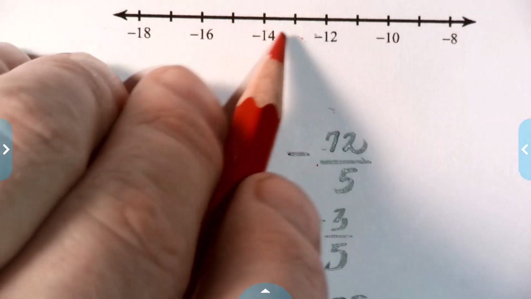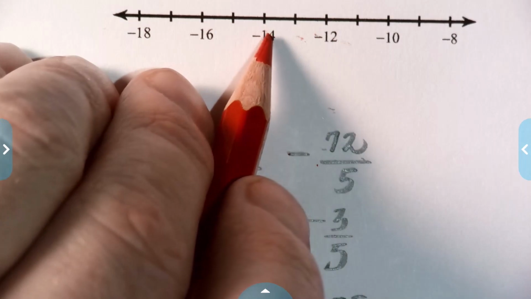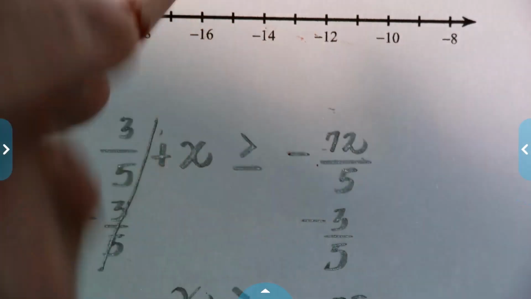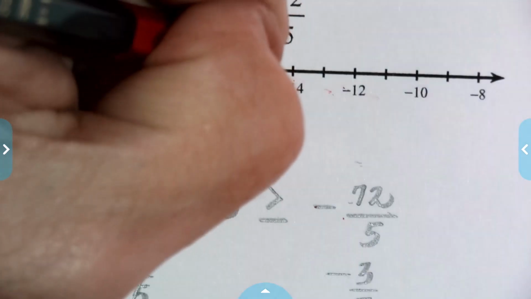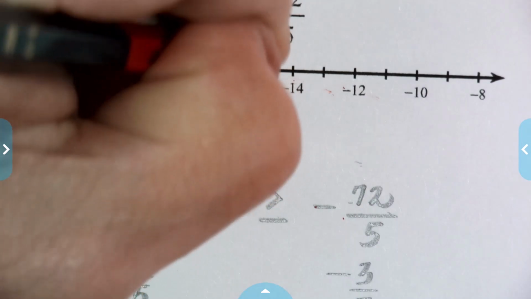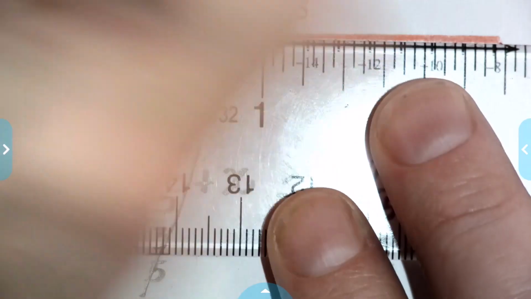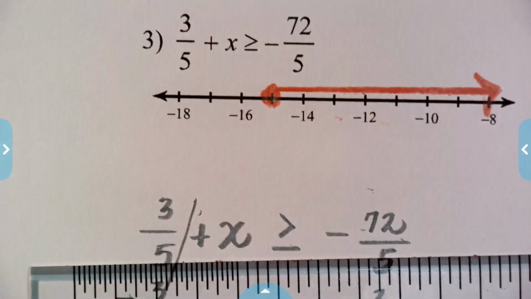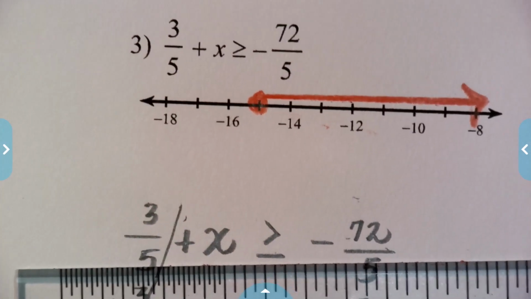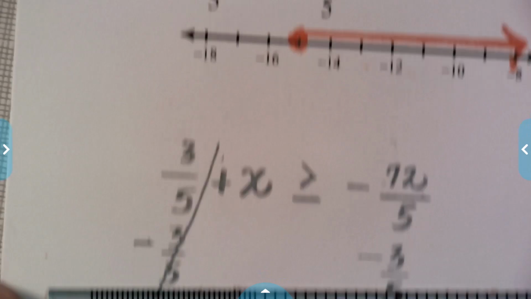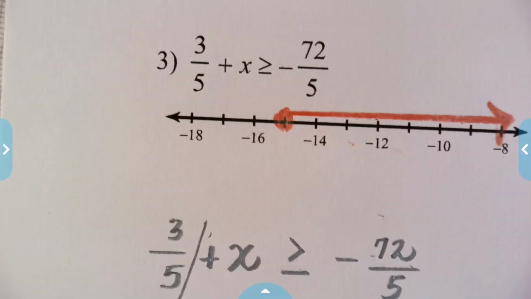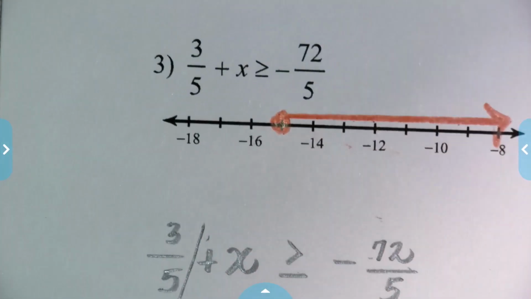I have to interpolate between these two numbers. And so here's going to be my filled in circle at negative 15. And the arrow is going to go off to the right. And we're going to put an arrowhead on the end of it. And that's how you do number 3. x is greater than or equal to negative 15.